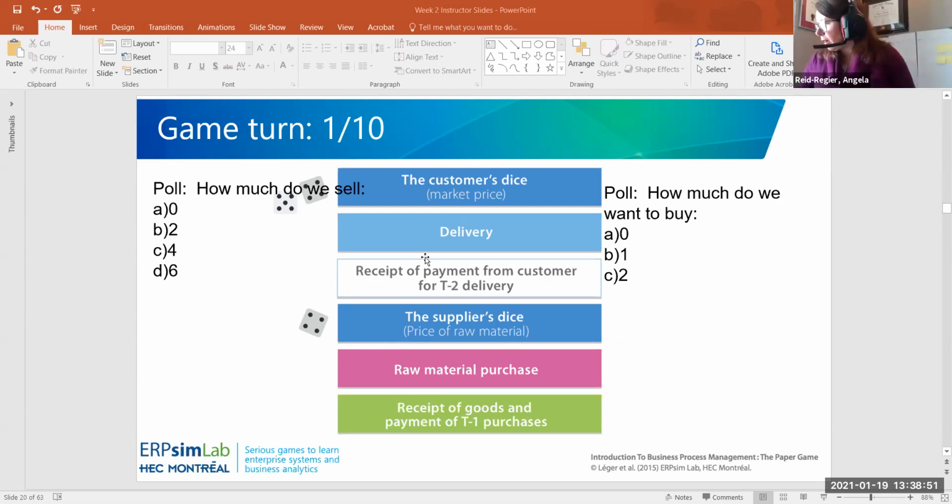We start off, like we said, with 1 sheet of raw material. So we need to cut that up. This is our production process. So we can cut that up into 6 smaller squares. I have 6 pieces of finished goods to sell to the customer, and we need to decide how much we're going to sell of that.